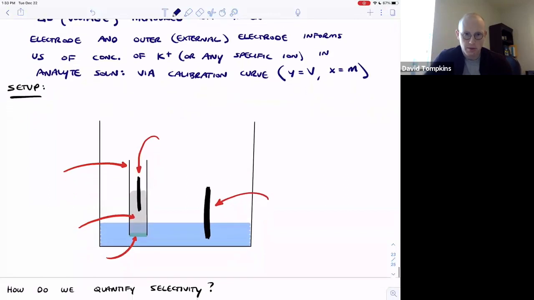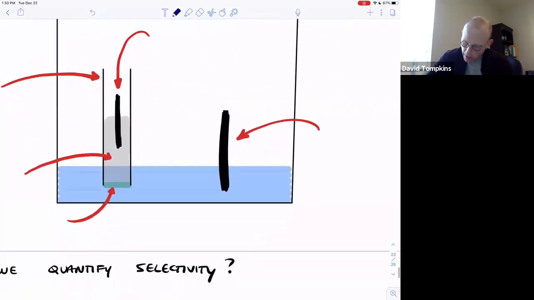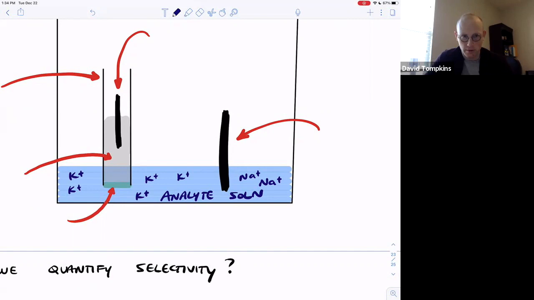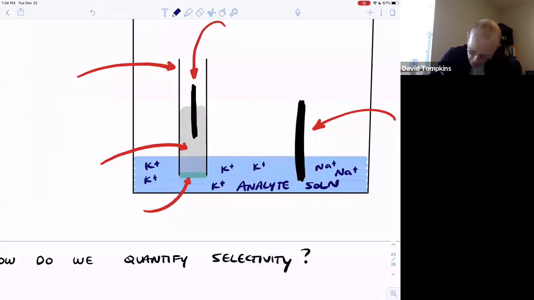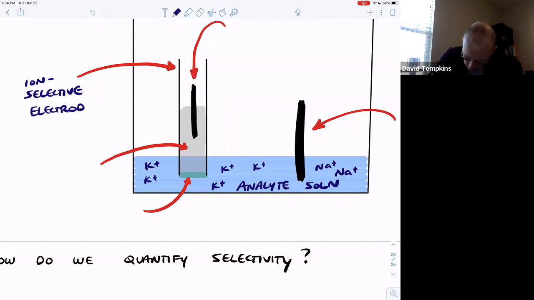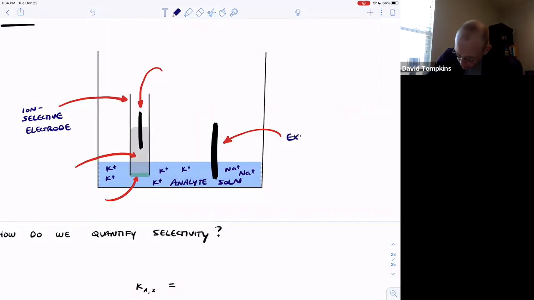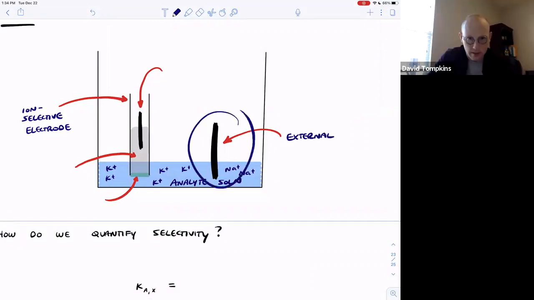So let me show you the basic setup so you can get an idea for what it looks like. So here we have our analyte solution in blue. It's an aqueous solution in this example. In that analyte solution, you have some unknown concentration of potassium. And there are also other ions like sodium. And the role of the ion-selective electrode, which is diagrammed here, is to determine that concentration of potassium and ignore the other cations in solution. To do this, the ion-selective electrode is measuring a potential compared to the external reference electrode, which is placed directly in the analyte solution.